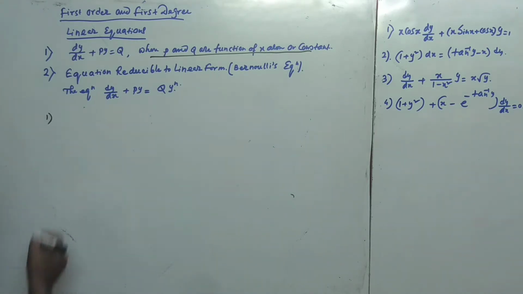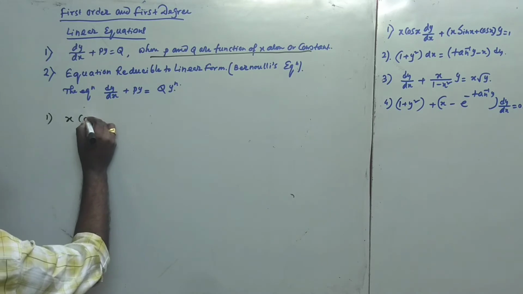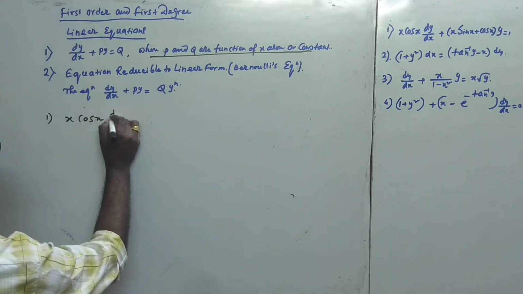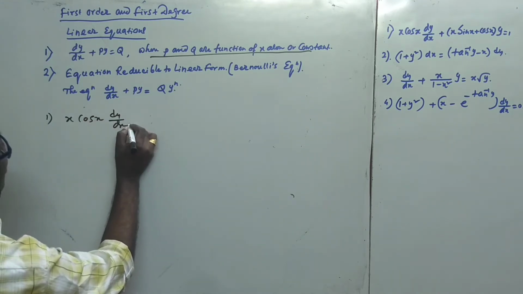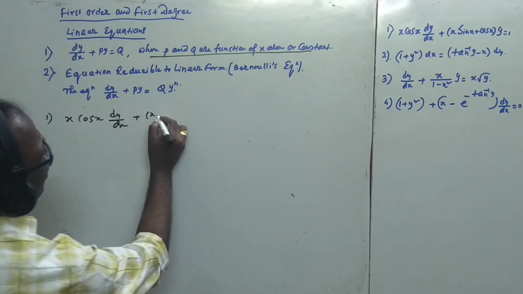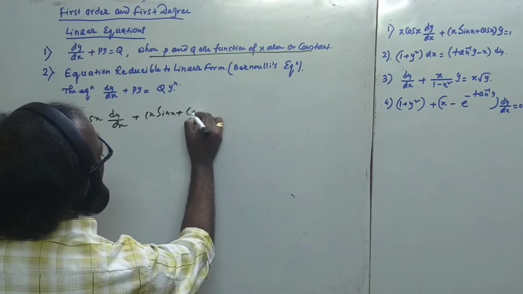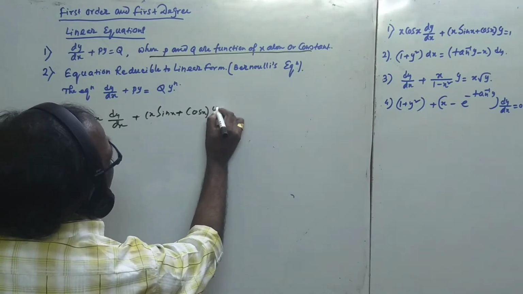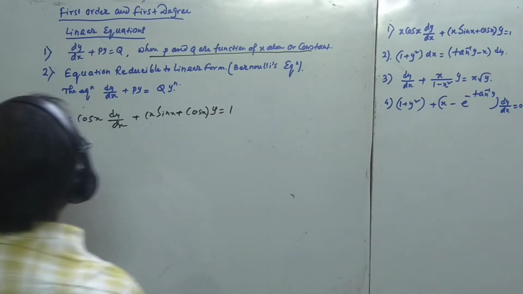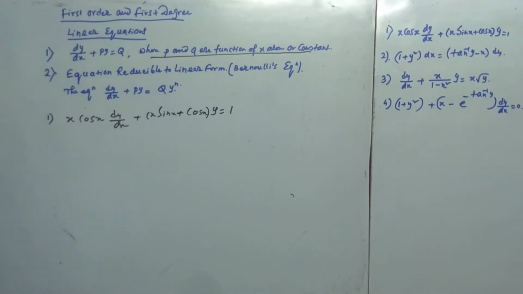Number 1: x cos x dy/dx plus (x sin x plus cos x) y is equal to 1. Always see that the coefficient of dy/dx should be 1. But see here, it is x cos x.